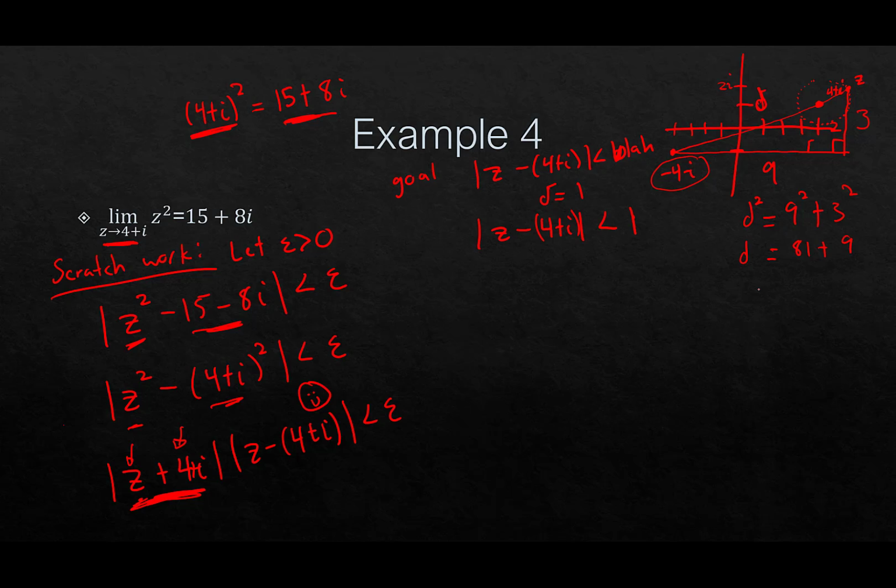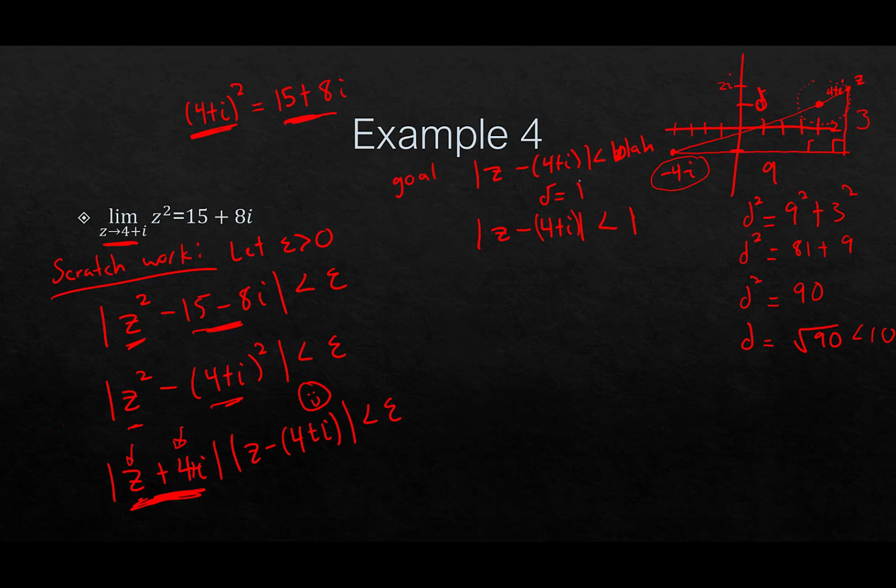So d squared is equal to 90. Okay, so d is equal to square root of 90. Let's just say this isn't 10 on the nose, but this is less than 10. Okay, and remember, we're just trying to get less thans everywhere, right? So this is approximately less than 10.